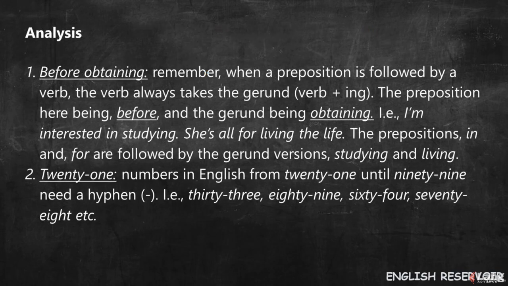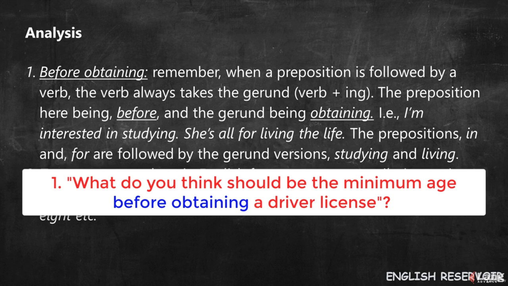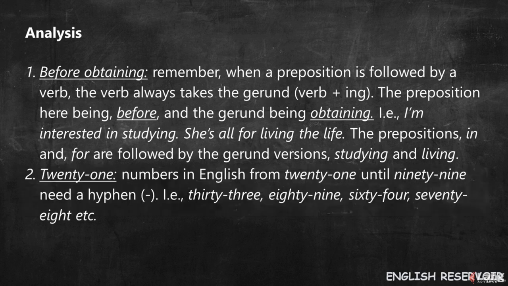Analysis. 1. Before obtaining. Remember, when a preposition is followed by a verb, the verb always takes the gerund, verb plus ing. The preposition here being before, and the gerund being obtaining, i.e., I'm interested in studying. She's all for living the life. The prepositions in and for are followed by the gerund versions studying and living.